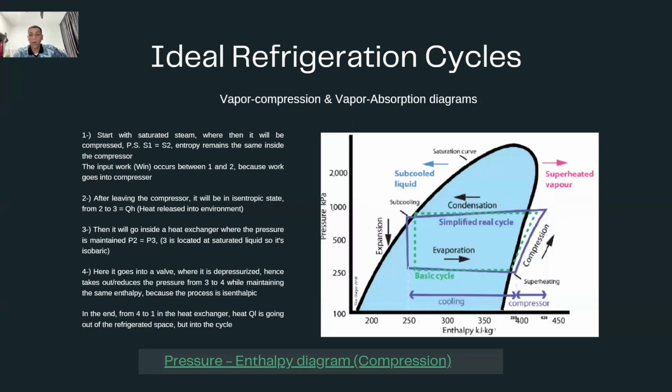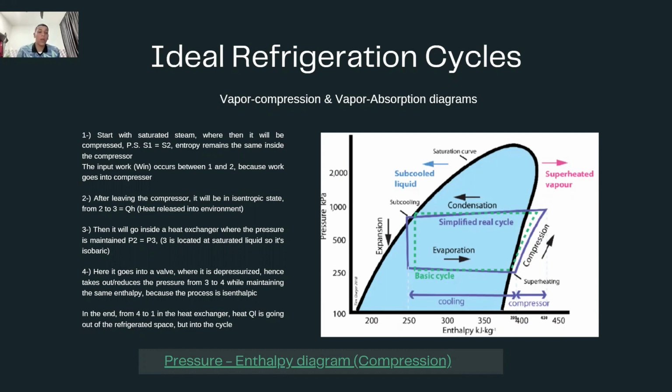As it leaves the compressor going into the cycle, it will be in an isentropic state from 2 to 3, where the QH is the heat released into the environment, or as we said, the atmosphere around the cold area. At number 3, it will go inside the heat exchanger, going back to the subcooled liquid, where the pressure is maintained, so the pressure is constant here, and it's located at the saturated liquid, so it's isobaric. Isobaric meaning that the pressure doesn't change.